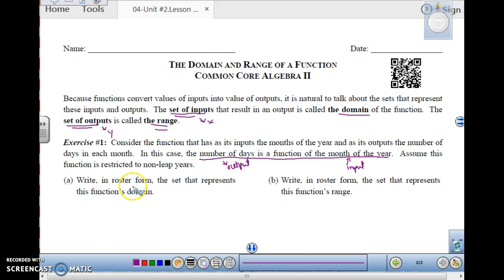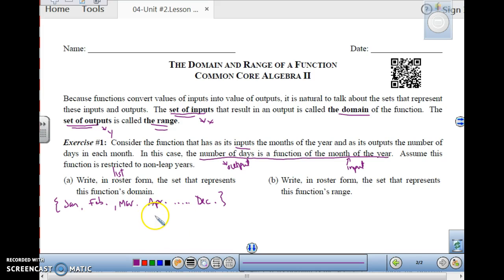It says write in roster form the set that represents the function's domain. All right, a roster is basically a list. So if I were to make a set that represents the domain, what is the domain? Well, a domain is the inputs, which would be the months of the year. So that would be January, February, March, April, May, June, July, August, September, October, November, December. That would be your domain. So your domain would be months of the year.